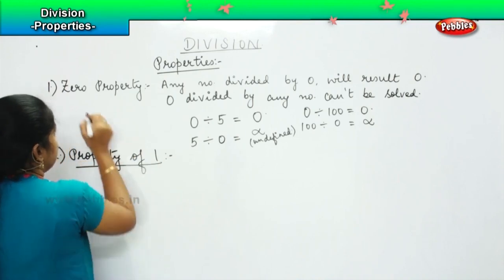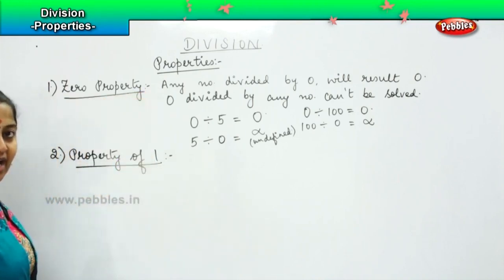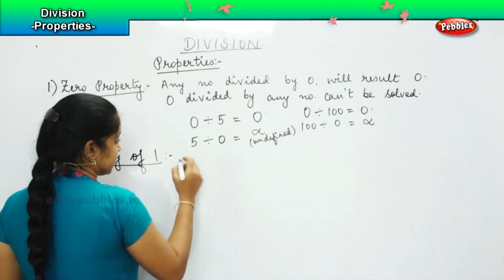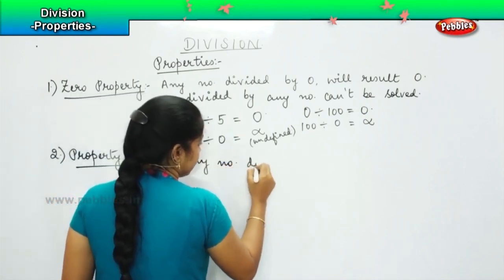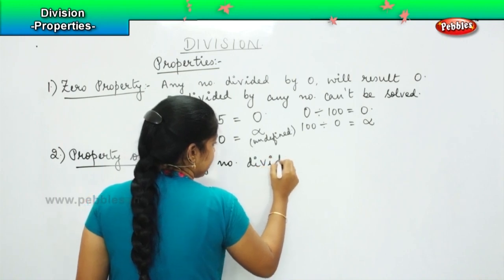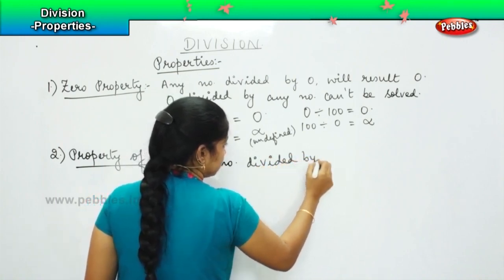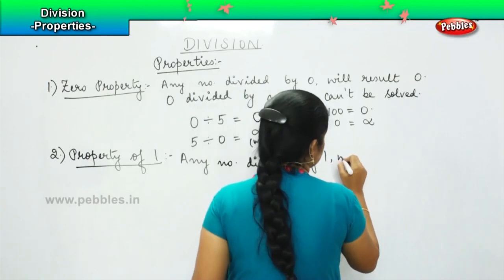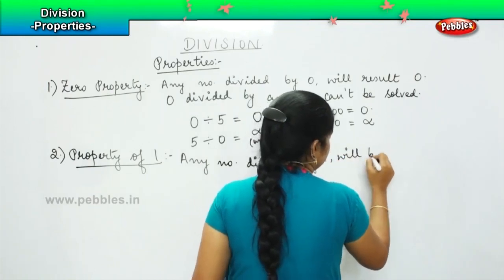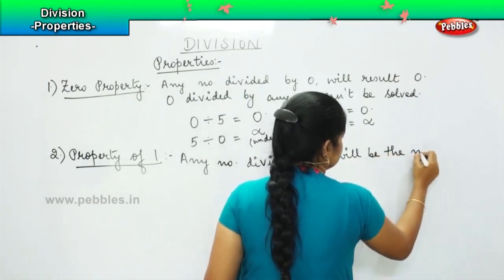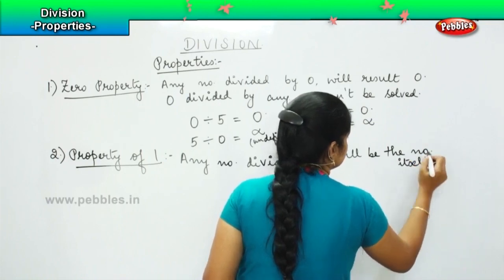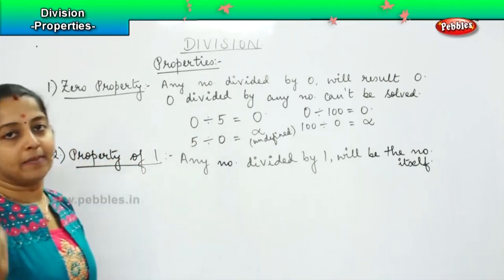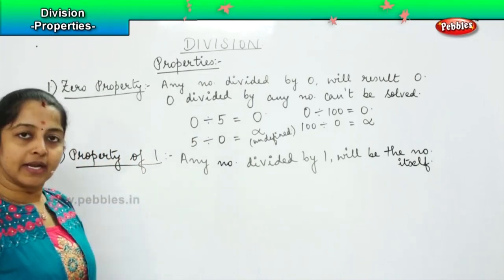Okay. Now, let us see what the property of 1 has to say. So, the property of 1 says any number divided by 1 will be the number itself. So, any number which you divide by 1 will give you the number itself.